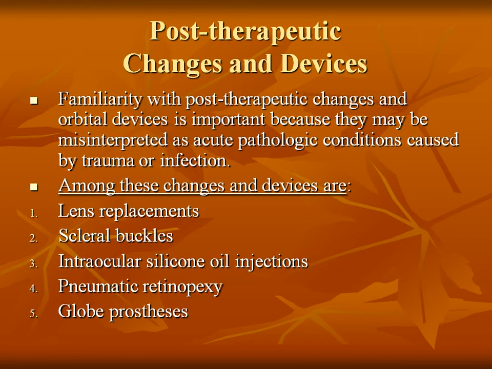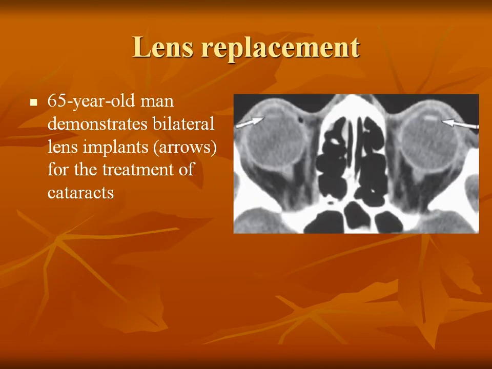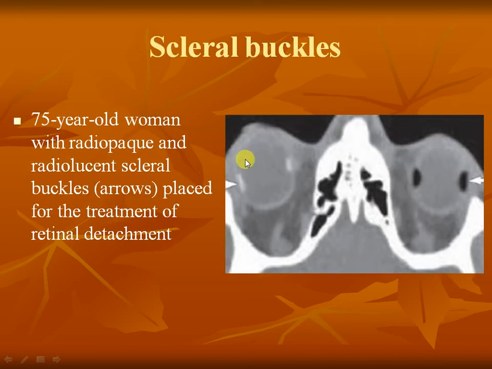Post-therapeutic changes and devices. Familiarity with post-therapeutic changes and orbital devices is important because they might be misinterpreted as acute pathologic conditions. Among these are lens replacements, scleral buckles, intraocular silicone oil injections, pneumatic retinopexy, and globe prosthesis. Like here you can see this lens, artificial lens. You can see here what we call scleral buckles. There are radio-opaque scleral buckles and radiolucent scleral buckles.